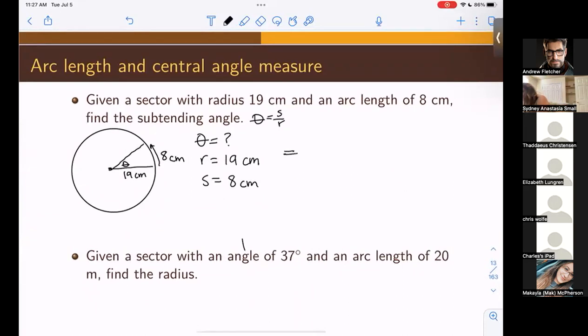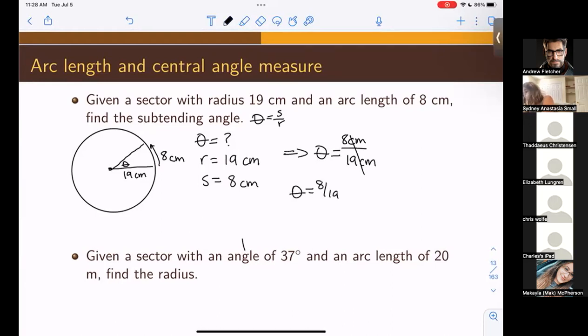Okay. So plugging things in for S and R, we get that theta is equal to 8 centimeters, which is S, over 19 centimeters, which is R. Luckily, both of our S and R are already given to us in centimeters, so we don't need to do any other conversions there. If it was given to us in other units, we would have had to do a unit conversion before we solved for theta, but we don't have to do that in this case. Units of centimeters cancel. So we're left with that theta is 8/19 of a radian.